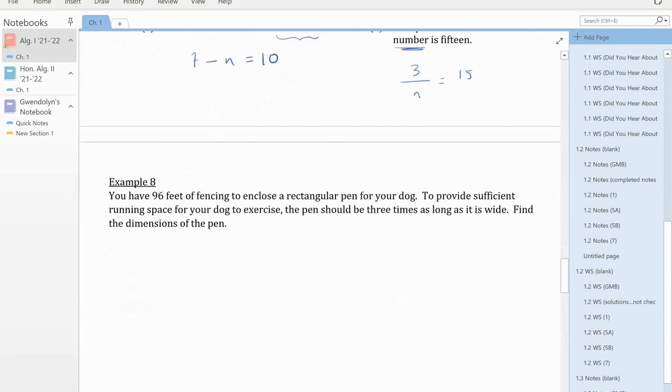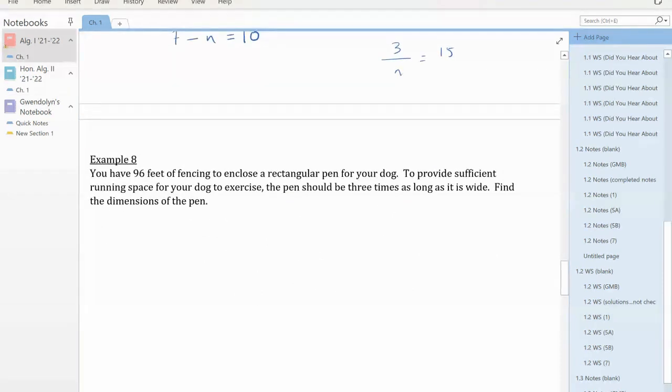I do, right here. So we've got 96 feet worth of fencing, and we're going to enclose a rectangular pen for your dog. So to provide sufficient running space for your dog, the pen should be 3 times as long as it is wide. Find the dimensions of the pen. So say here's the width of it right here. Here's the length of it right there.